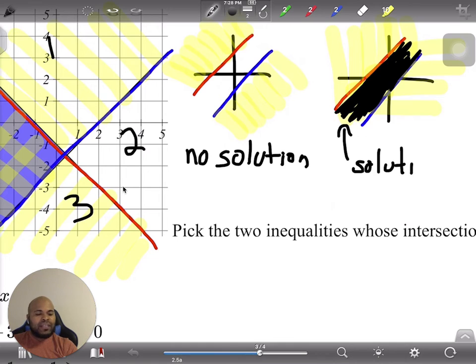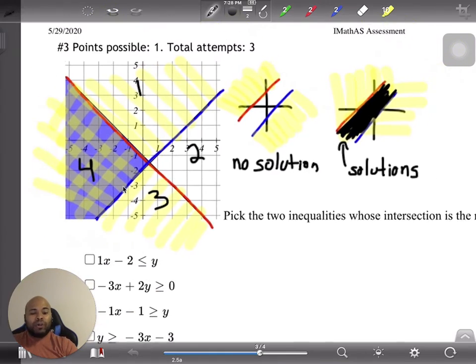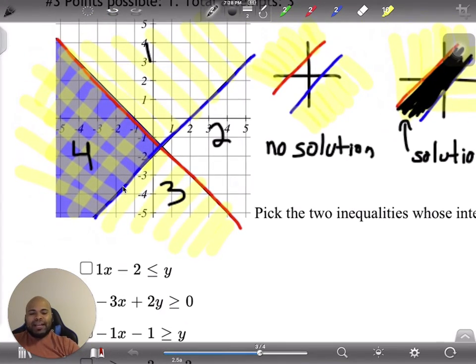Are there infinitely many solutions? Yes, because there's infinitely many numbers in there. But it's not all real numbers. So you have to be very careful. All right, so here we go.